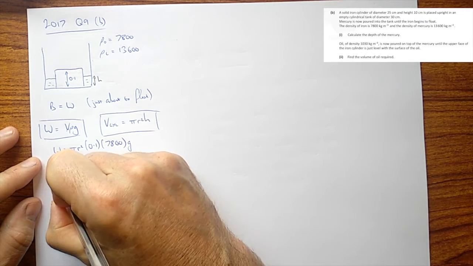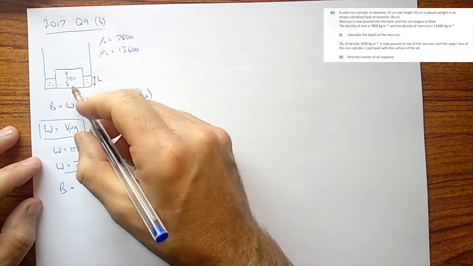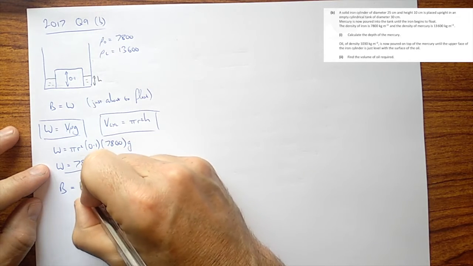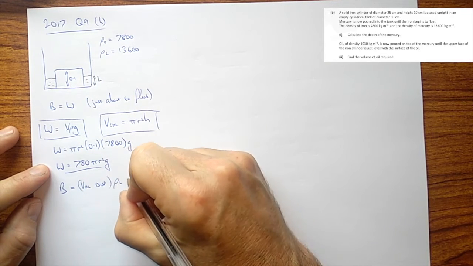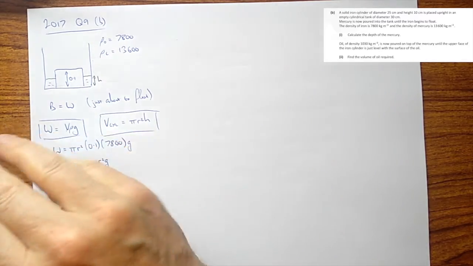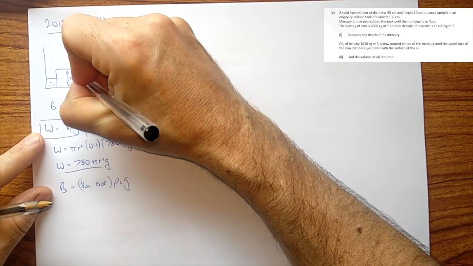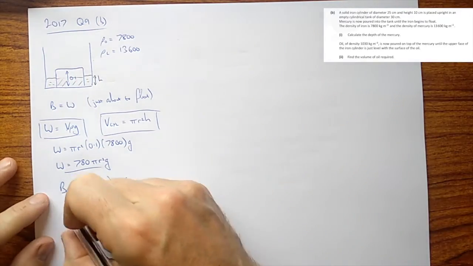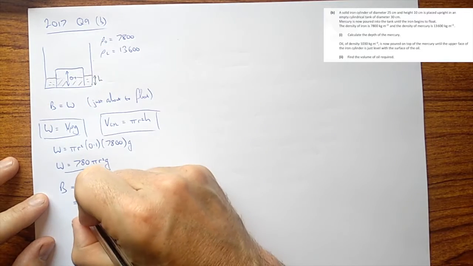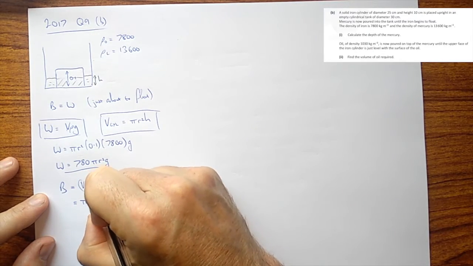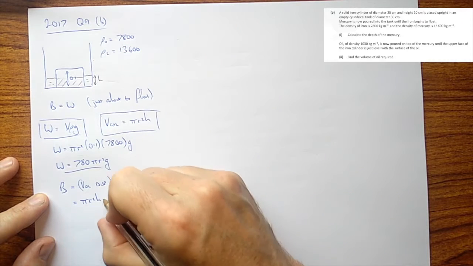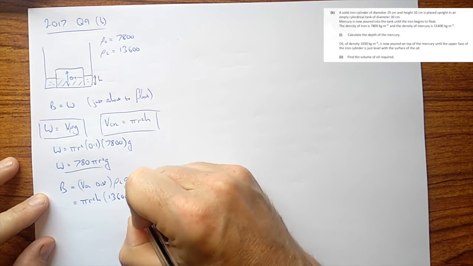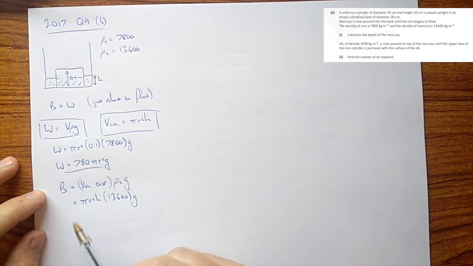Let's look at the buoyancy. So the buoyancy is the volume displaced by the density of the liquid by g. So the volume displaced is this little section here. Okay, how do we do that? Well, the volume displaced is simply pi r squared h, because we defined h as the depth of that, by the density of the liquid, 13,600, by g. So you're seeing a lot of our common terms here.